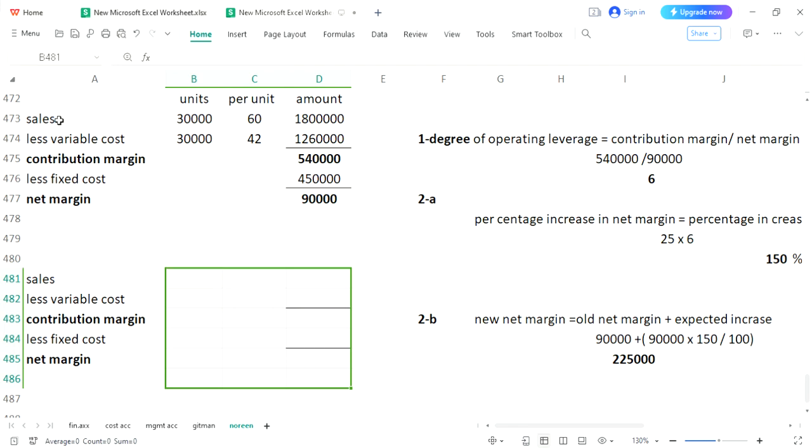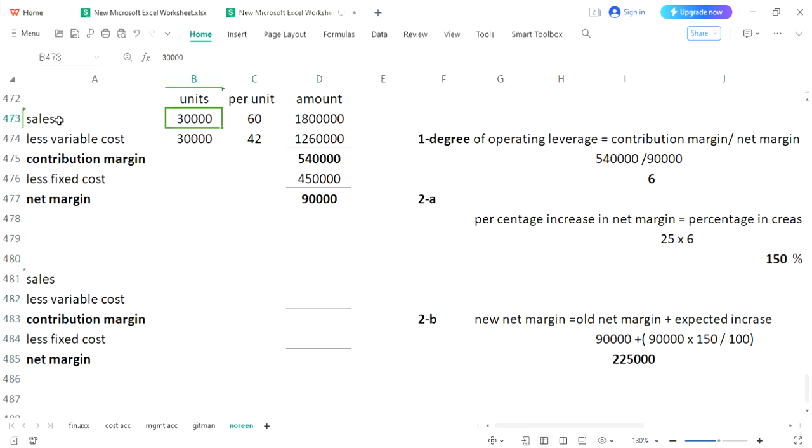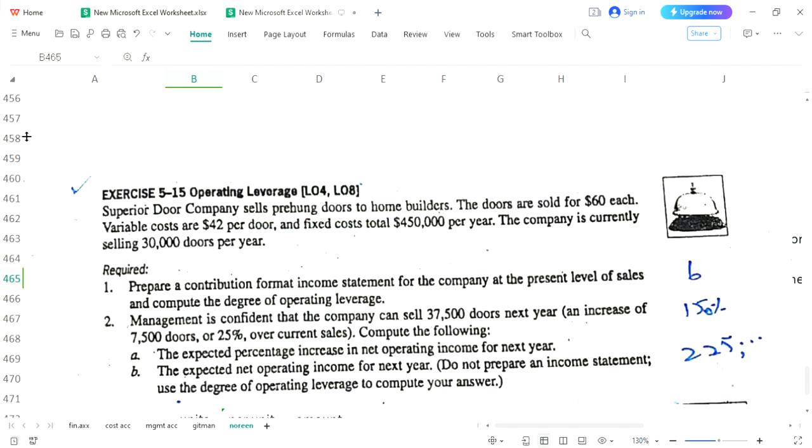Okay, so please understand, the old income statement is showing you were selling 30,000 units. Now there is an increase of 7,500 units. So instead of 30,000, you are now selling 37,500. How did it come? 30,000 was the old number of units and you have increased 7,500 units, which is seen from the question. 30,000 old, 7,500 new.